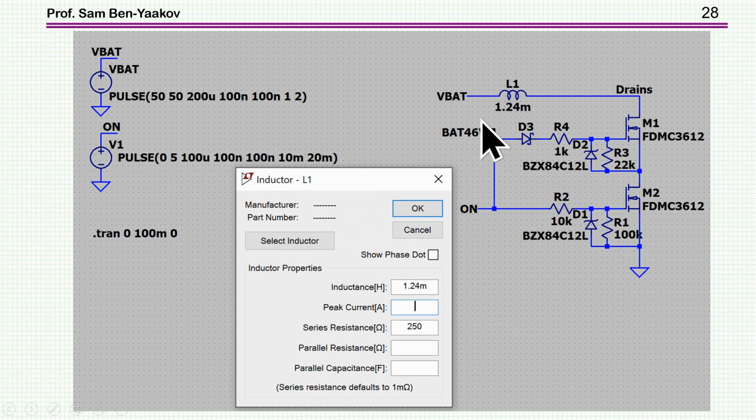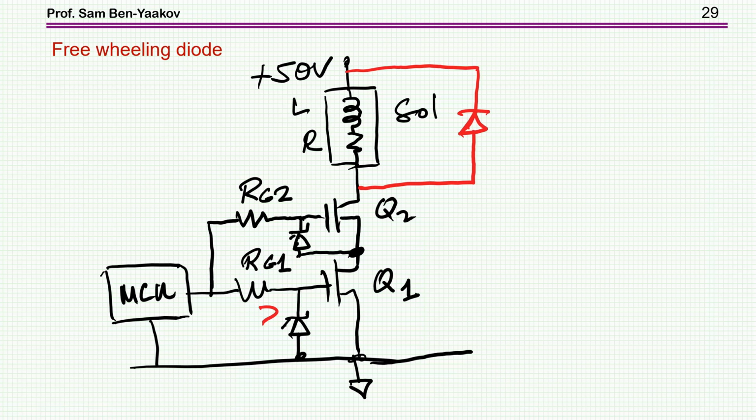Now, this is here the window for the inductor, 1.24 millihenry, and 250 ohm is the resistance of this inductor, which represents the solenoid. Now, before going into the simulation result, let me point out one more issue here, and this is this diode that is normally put across a relay or solenoid or any coil. And the reason for that is to capture the voltage that might generate here. So when these transistors are turned off, the current will be passing through the diode rather than causing a high voltage spike that actually could harm the transistor.